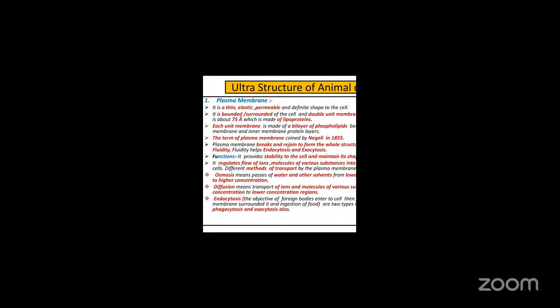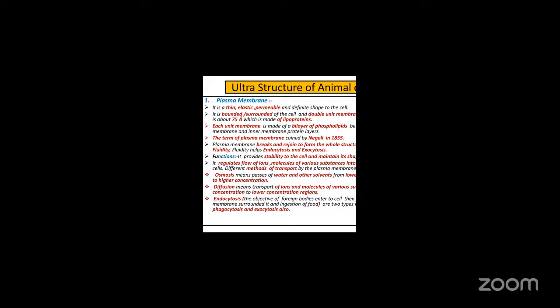Now, the first one is the plasma membrane. So you all know the plasma membrane is nothing but a membrane which bounds the cell. It is a thin, elastic, and permeable membrane, and it gives a definite shape to the cell. So it is very, very thin, elastic, and permeable.